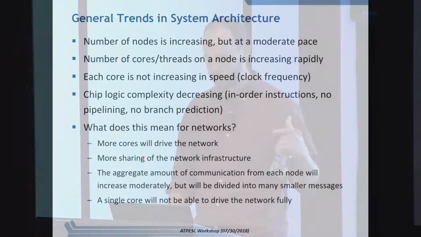And something that's true today and is definitely going to be true in the future is that a single core is no longer able to saturate a network link by itself, so you're going to have to take advantage of parallelism on the node in order to drive the network fully.